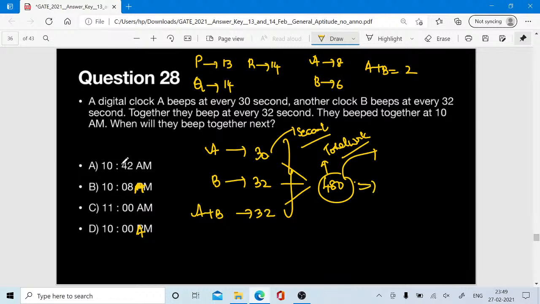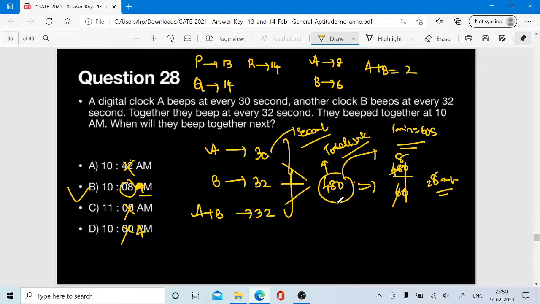This is in seconds, and this is given in minutes, so you know that 1 minute is equal to 60 seconds. So 480 by 60. Cut the zeros, 6 1 is 6, 6 8 is 8. So this is going to be 8 minutes. Let us look for 8 minutes: 10:42 is wrong, 11:00 wrong, 10:00 wrong. 10:08 a.m. It beeps every 8 minutes, so 10:08 a.m. is going to be the right answer.